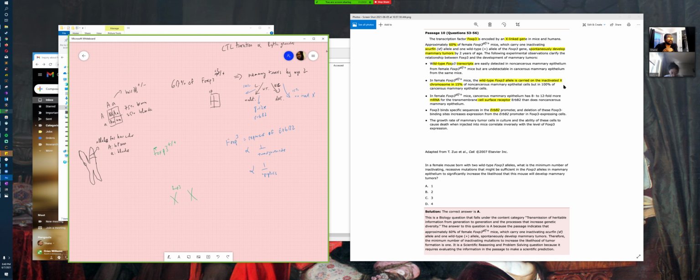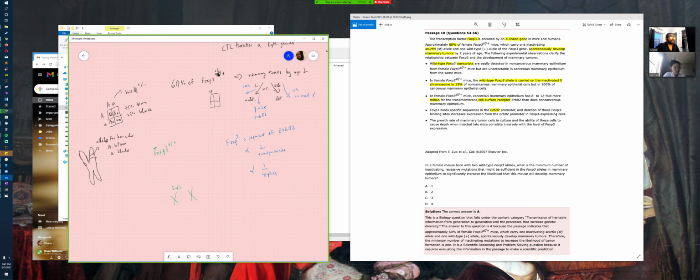So, let me see. Actually, I don't think it has to do with a chromosome being inactivated. I think it just has to do with inactivating the allele for the FOXP3 gene. But so wait, FOXP3. If I said that the FOXP3 gene works as a repressor and works against the tumor formation, okay, I get it. So it's like the opposite of what I initially thought.